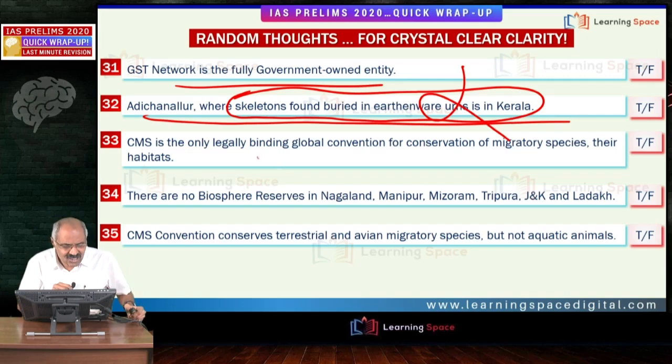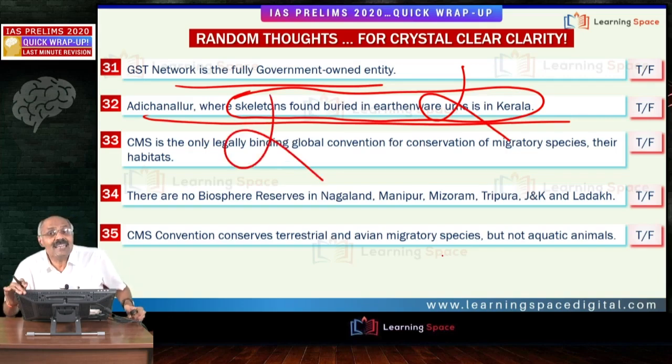CMS, please correct it. It is not a legally binding convention. There's a CMS convention that has 2 appendices. I'm talking about the CMS convention because the COP was held in Gandhinagar. In this context, CMS becomes quite important from your exam perspective. CITES is the legally binding treaty, but CMS is not legally binding. It is a framework convention. Below this, countries can have legally binding and non-legally binding treaties. So you can call it a framework convention.